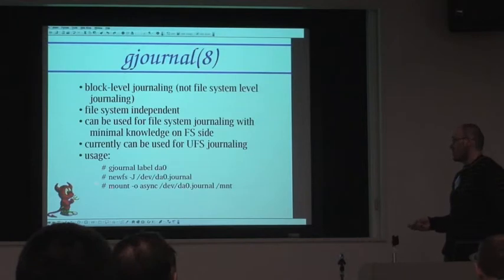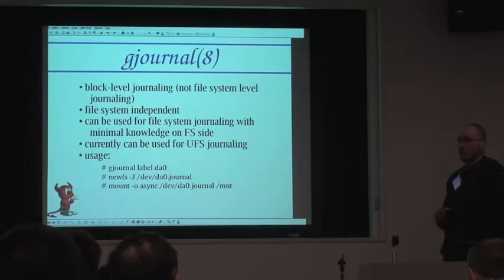And the usage is quite simple. We just create a journal provider, we create a file system, and just mount it. You can mount it with the async flag, which in this case is safe when we use a journal. We can also use another GEOM provider only for the journal. So if you have a smaller but faster disk, for example, we can just split journal and data using those two disks.